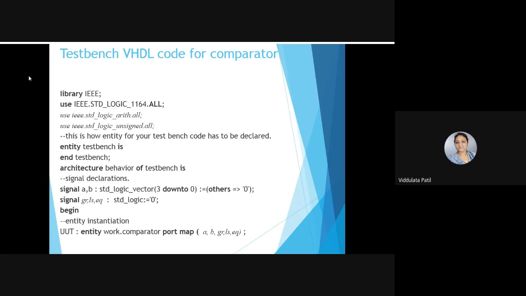After that comes the architecture of this test bench. So whatever is the entity test bench, here is the architecture behavior of, and as I have given the name test bench only, after that there will be signal declaration. So that is signal a, b, that are std_logic. Actually there should be a component first. Okay, component, I'll make it correct.